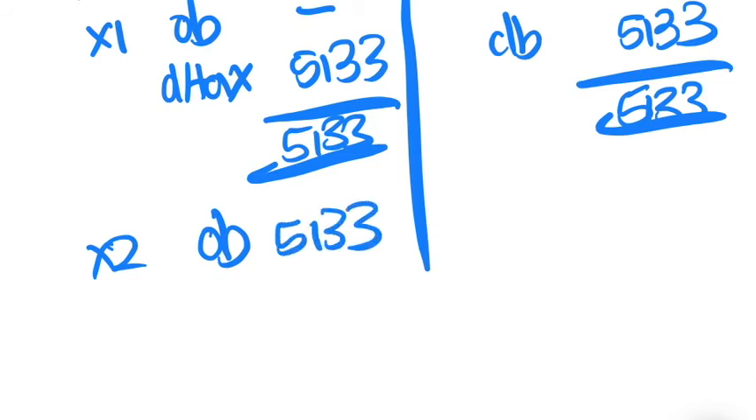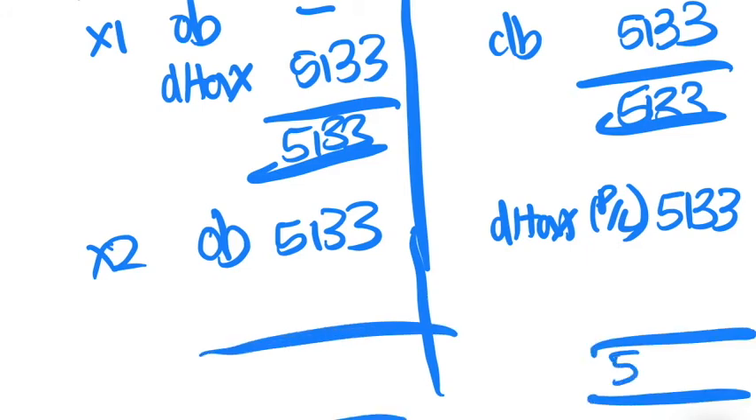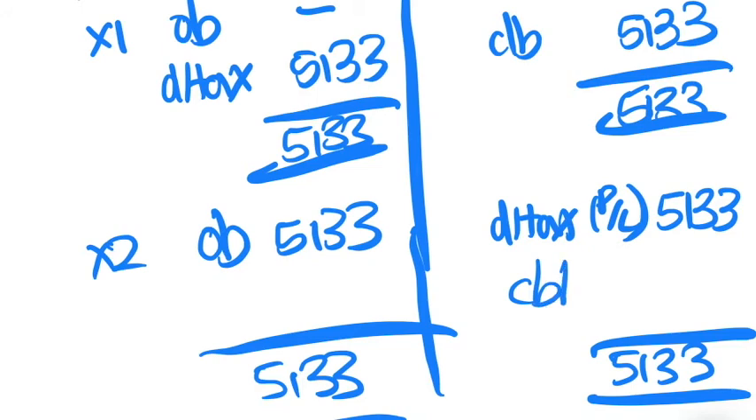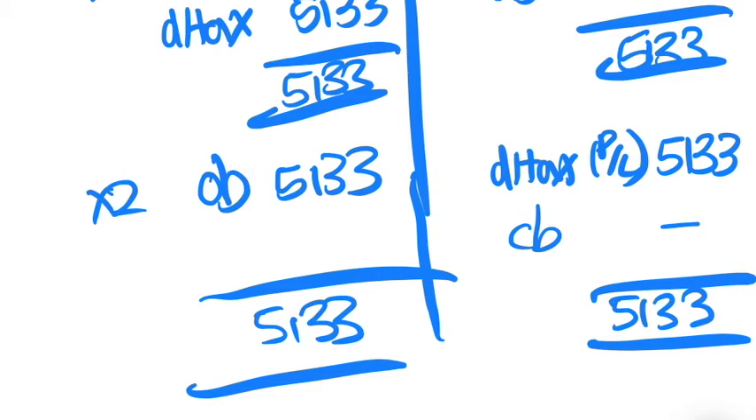Now in X2 we actually end up utilizing the full assessed loss, so therefore we have deferred tax, our utilization, which is the 5,133, and let's just balance that, 5,133. That gives us a closing balance of 0.